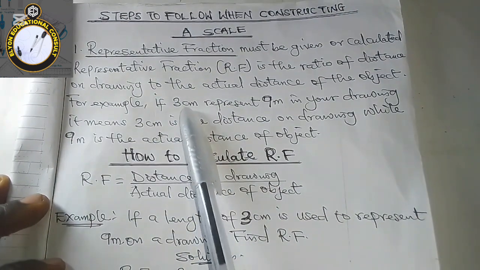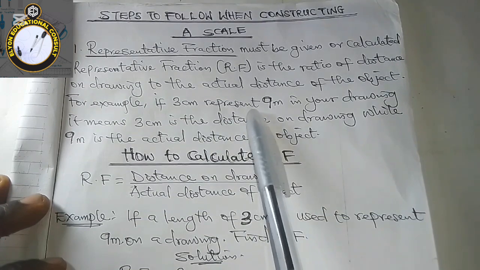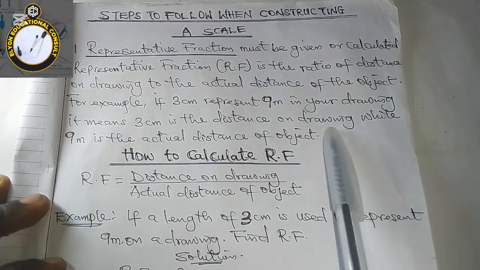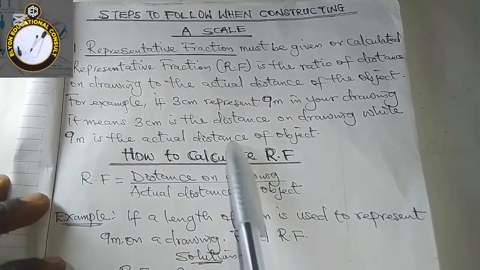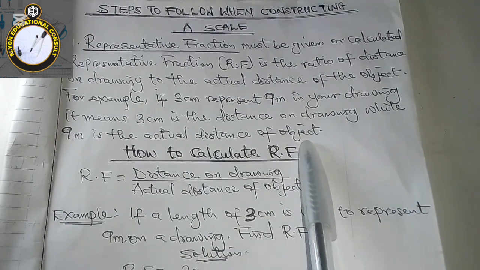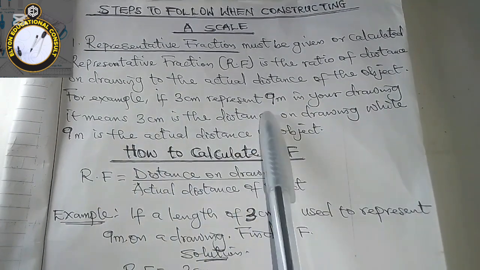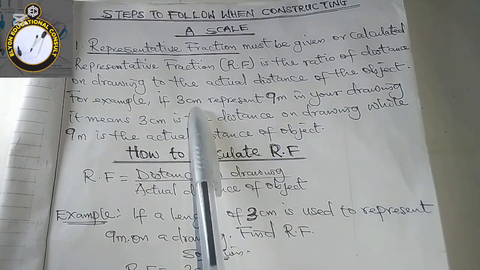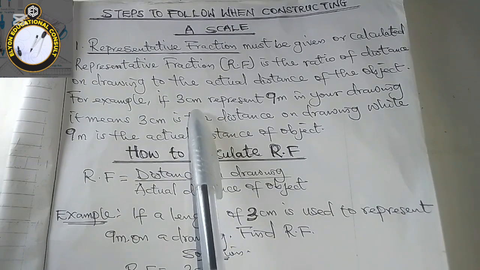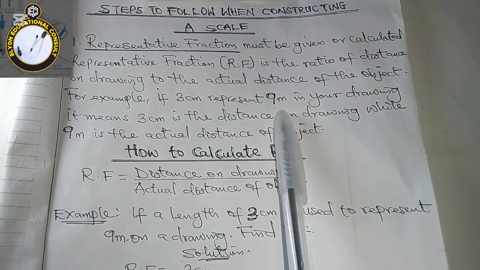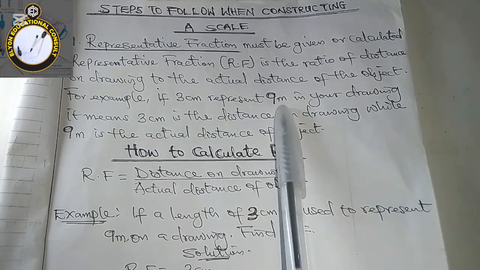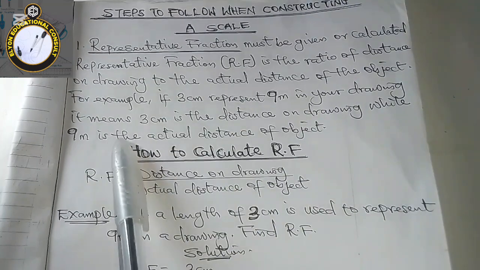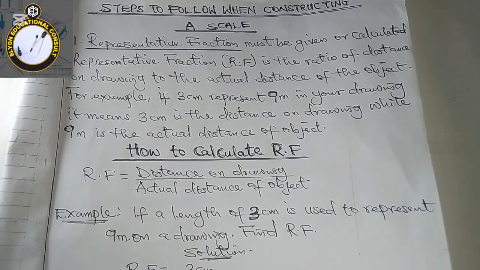For example, if 3 centimeter represents 9 meter in your drawing, it means 3 centimeter is the distance on drawing, while 9 meter is the actual distance of the object. Please take note of that. If we use 3 centimeter to represent 9 meter, 3 centimeter is the length on the drawing, the length we are using to represent 9 meter. The actual length of the object is 9 meter. So 3 centimeter is the distance on the drawing, while 9 meter is the actual distance of the object.